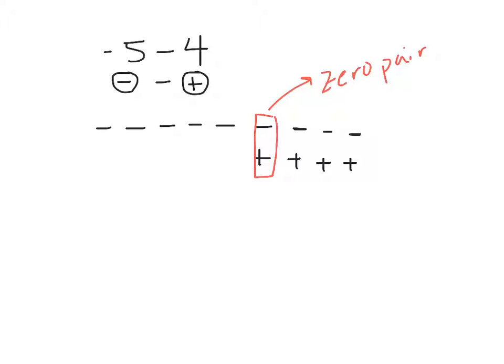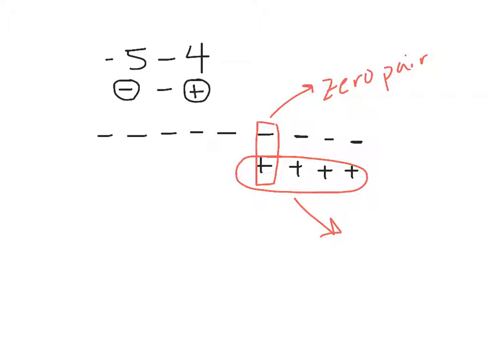So if I have the -5 and I want to take away positive 4, so I'm going to take away these positive 4, what I have left then is all these negatives. So if we count them up, 1, 2, 3, 4, 5, 6, 7, 8, 9, our answer is -9.